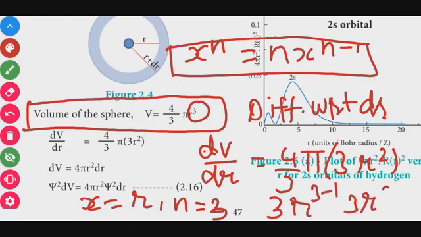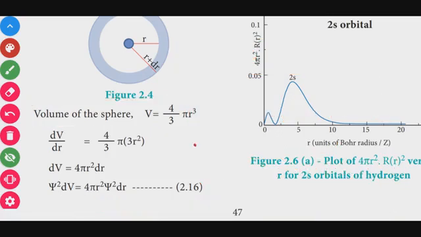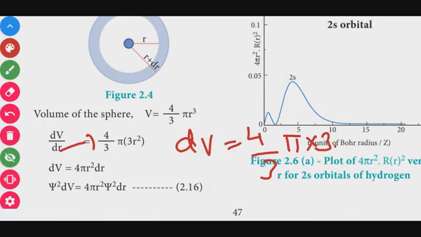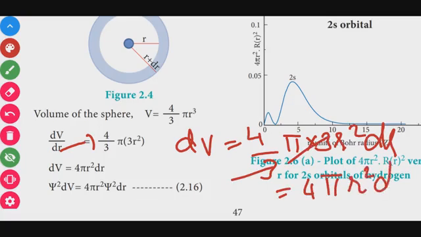Therefore 3r square. Okay, 3r square is your answer. Differentiation of dV by dr. Okay, and then dV by dr we have got, and then if we cross multiply, 4 by 3 pi into 3r square is there. 3 gets cancelled and dr comes. 4 pi r square dr comes. So 4 pi r square dr will come.